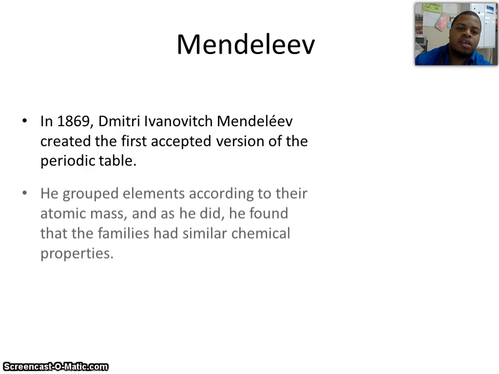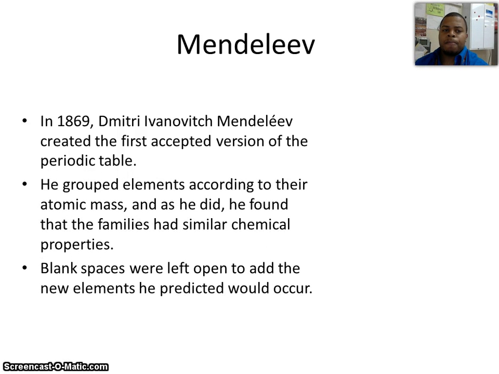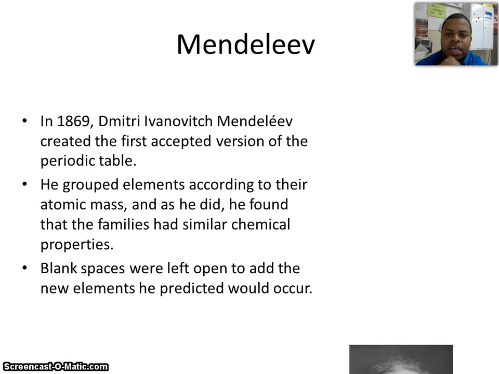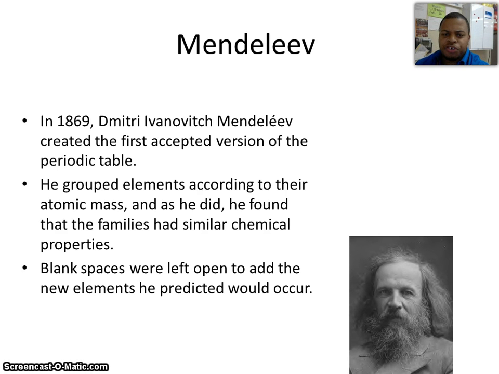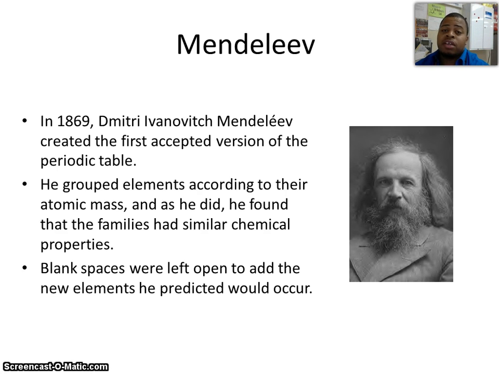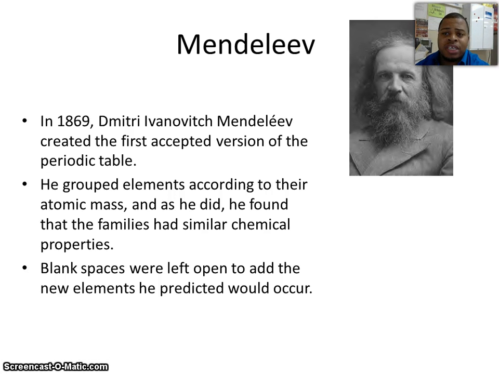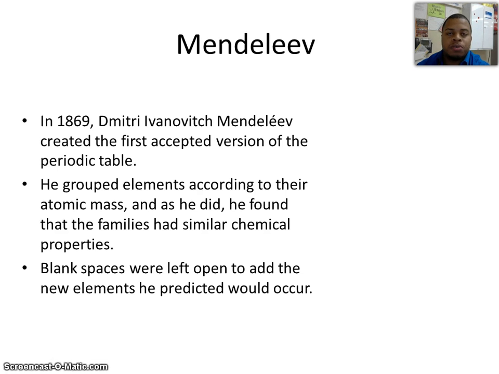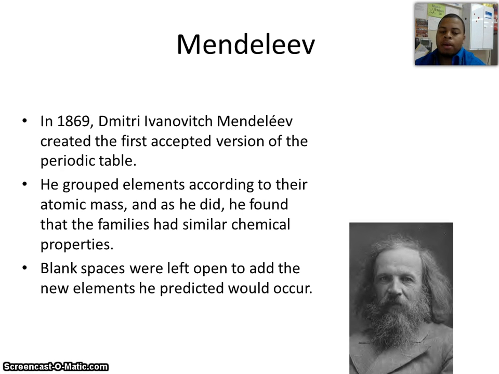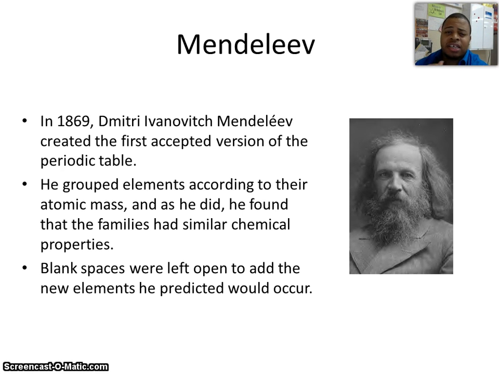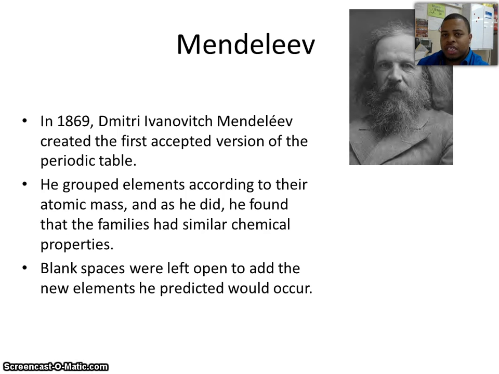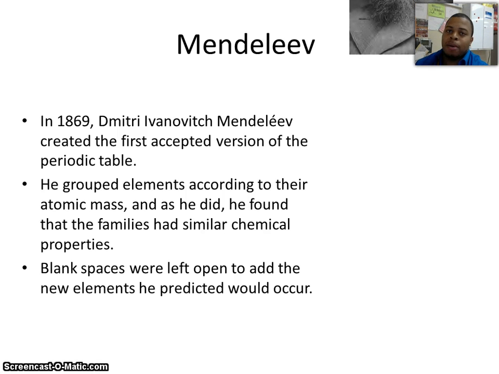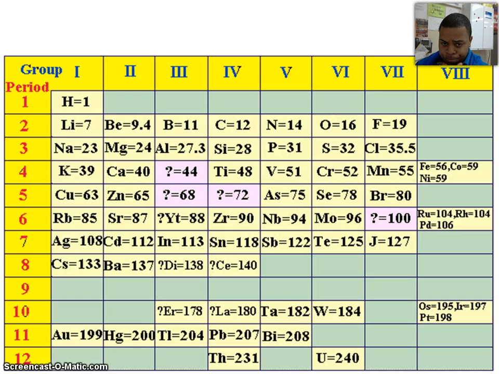I'm going to start off with our good buddy Mendeleev. In 1869, Dmitry Mendeleev created the first accepted version. Just notice I said the accepted version, not the first version ever. He grouped the elements according to atomic mass and some of the other properties that he found at the time. But he also left some blank spaces because he knew that there were elements with those properties that just hadn't been discovered yet.